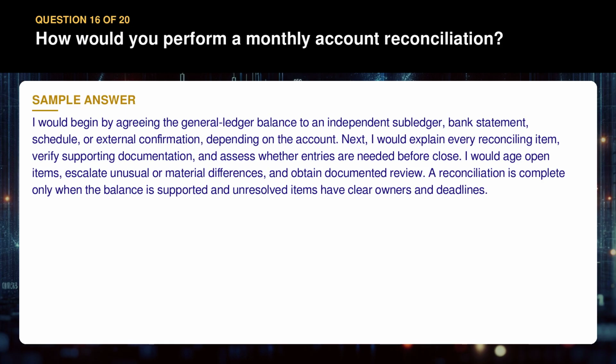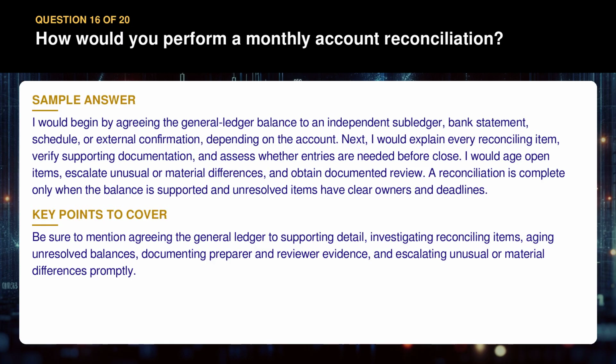A reconciliation is complete only when the balance is supported and unresolved items have clear owners and deadlines. Be sure to mention agreeing the general ledger to supporting detail, investigating reconciling items, aging unresolved balances, documenting preparer and reviewer evidence, and escalating unusual or material differences promptly.